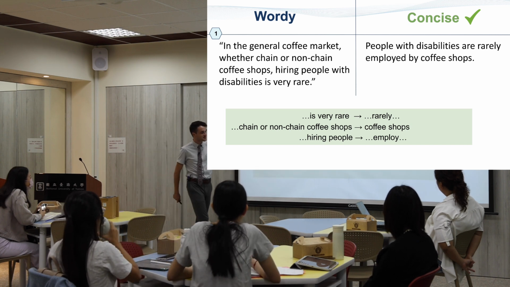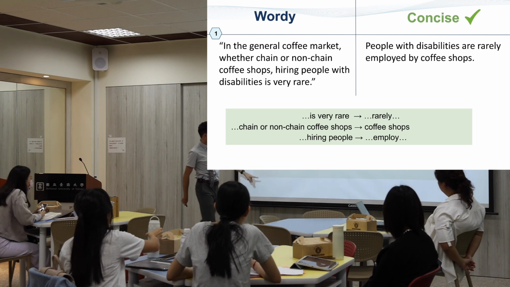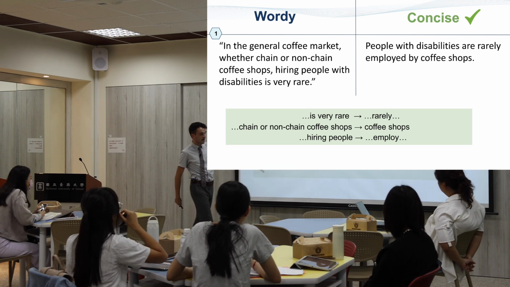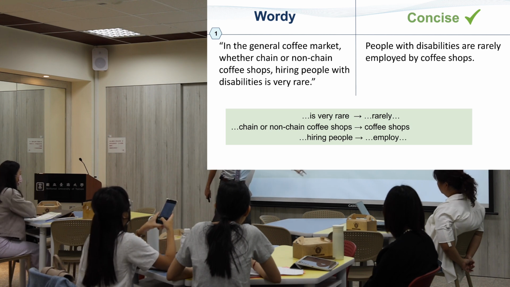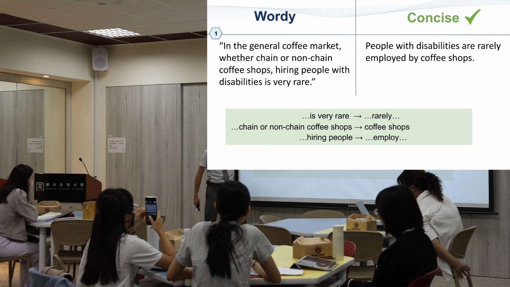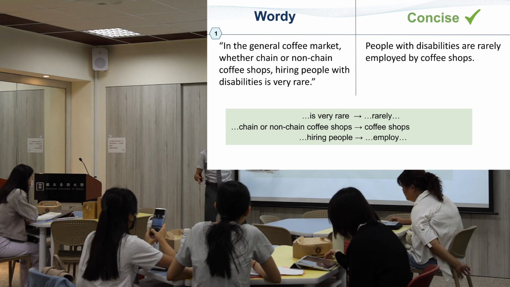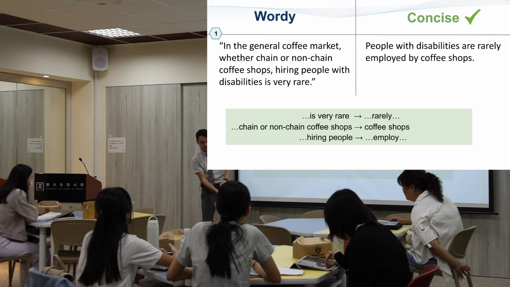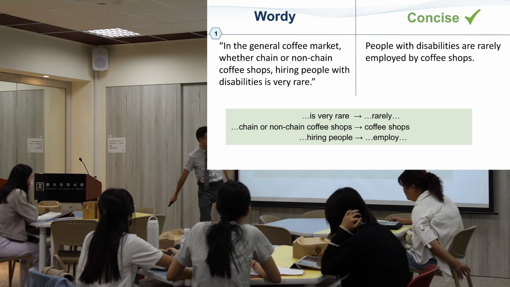So here we put is very rare into rarely. There we go. We saved 2 words. Chain or non-chain coffee shops into coffee shops. Because if it's all coffee shops, every coffee shop is chain or non-chain. So we can just say coffee shops. This information may be okay in the introduction section. So you might be able to talk about both chain and non-chain as an idea in the introduction. But for the abstract, we can take it out and save words.